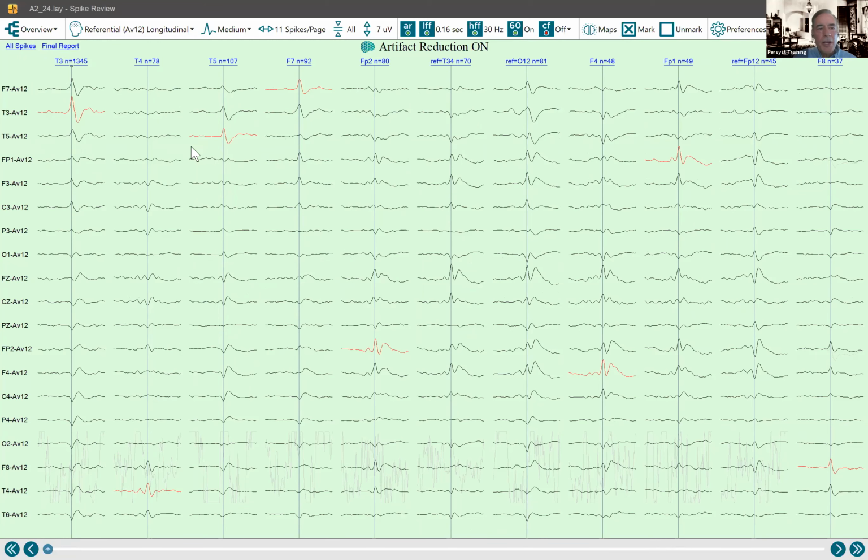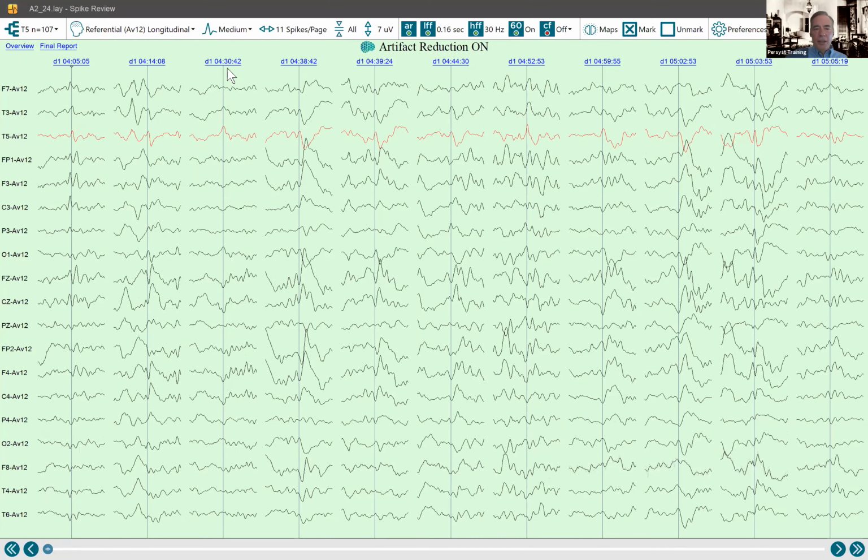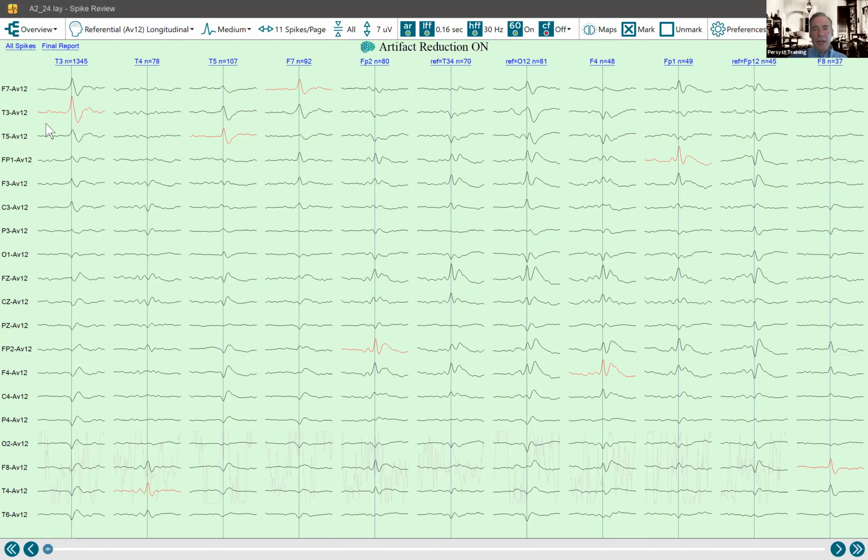So we can see some variations here. Some were marked at T5, some at F7. So you could decide whether those are different or not to your liking. There are some differences here if we go into those averages and look at these. But what I'm going to do is go back to the overview, and I'm going to point out something that can happen because it's spike detection, spike review.